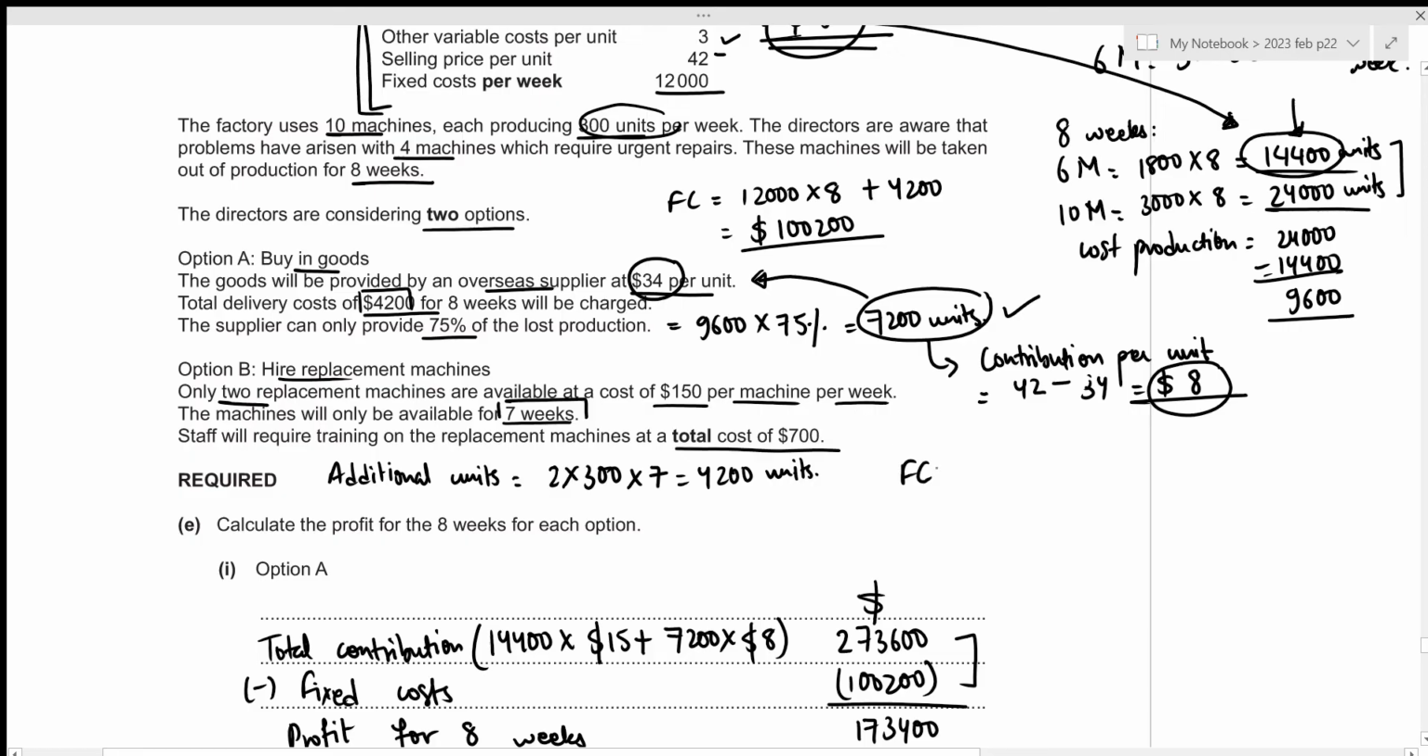So let's figure out our fixed cost now. We start with the previous cost of 12,000 per week. And since we're trying to figure out the profit for 8 weeks, we also require the fixed cost for 8 weeks. Then we have the hiring cost. So we are hiring 2 replacement machines and the rate is 150 per machine. So that's times 150 and it's per week, but we are hiring it for 7 weeks. So we just need to multiply it by 7. And then we also have the additional costs of training, which is 700. So that's plus 700. This results in our total fixed cost to be 98,800.